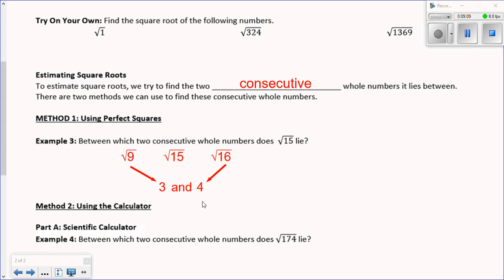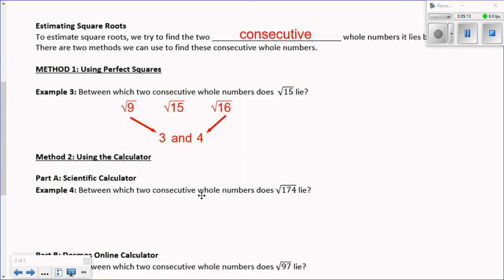Another way to do this is using your calculator. Okay? So, in your calculator, we're trying to find the 2 consecutive numbers that the square root of 174 lies between. So what we do is we find the square root of 174, and we put it in the calculator. So we do 174, and the square root button.